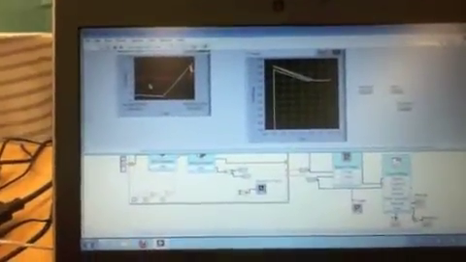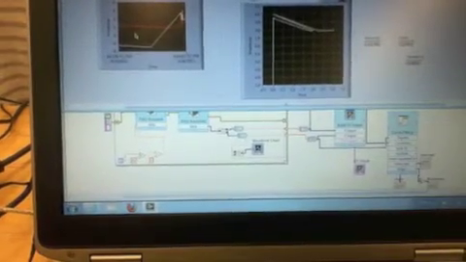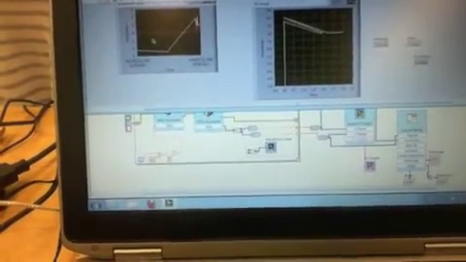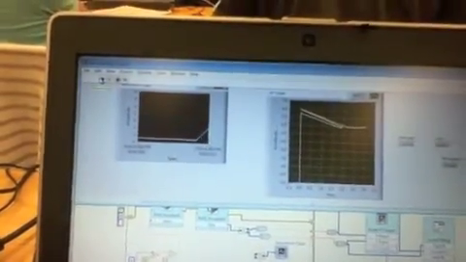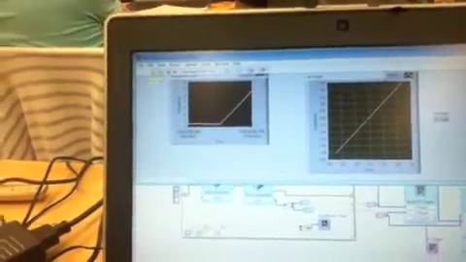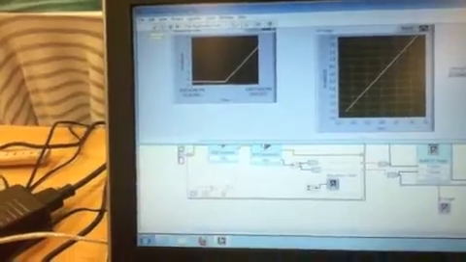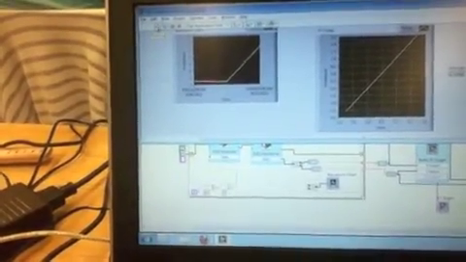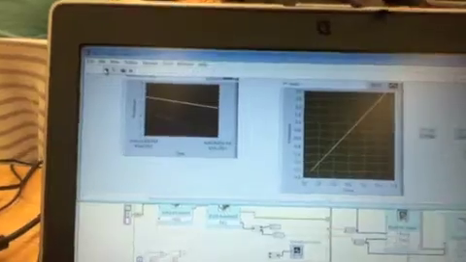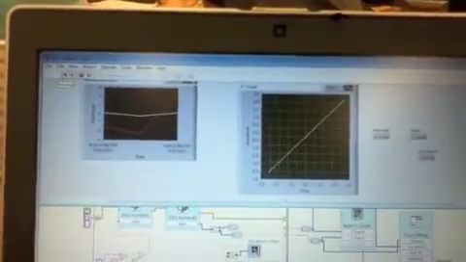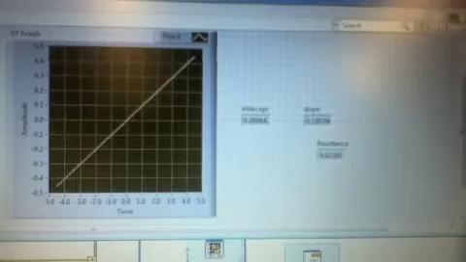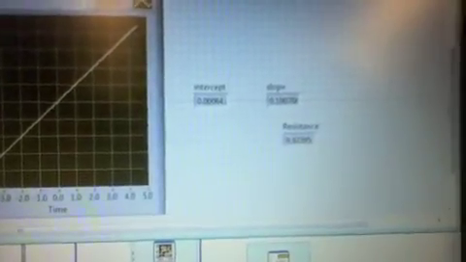If we put in our 100 ohms first, and hit play, see the data. Next we'll do the 1K. Hit play. And we can see everything, including our resistance, which is pretty much right.